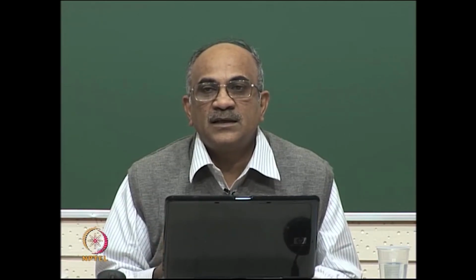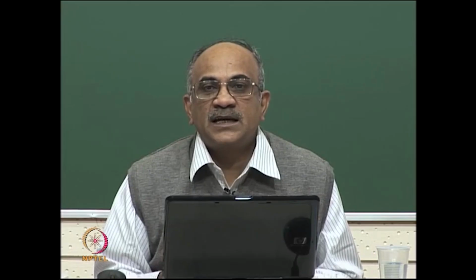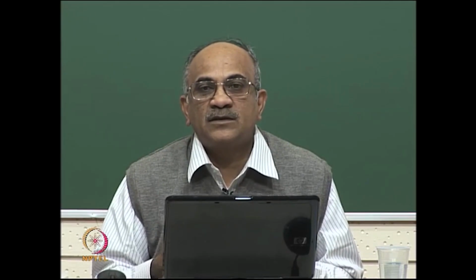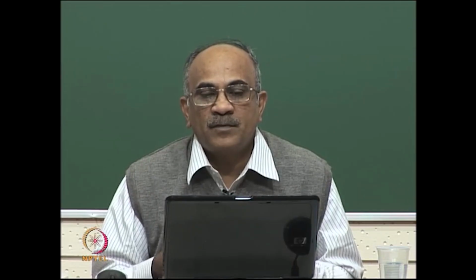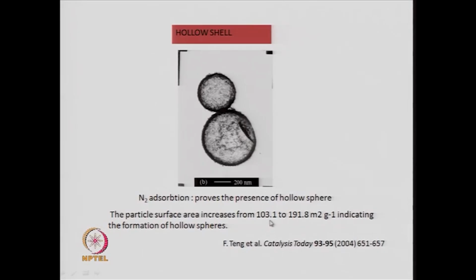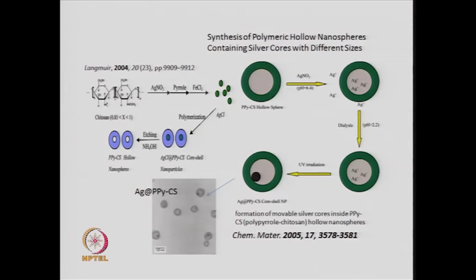And so, finally the surface area that you calculate will be much larger when the nitrogen is adsorbed by this hollow shell, and that is exactly what happens. From 103 the surface area goes to 191.8, and this is another proof that you are dealing with hollow shells.